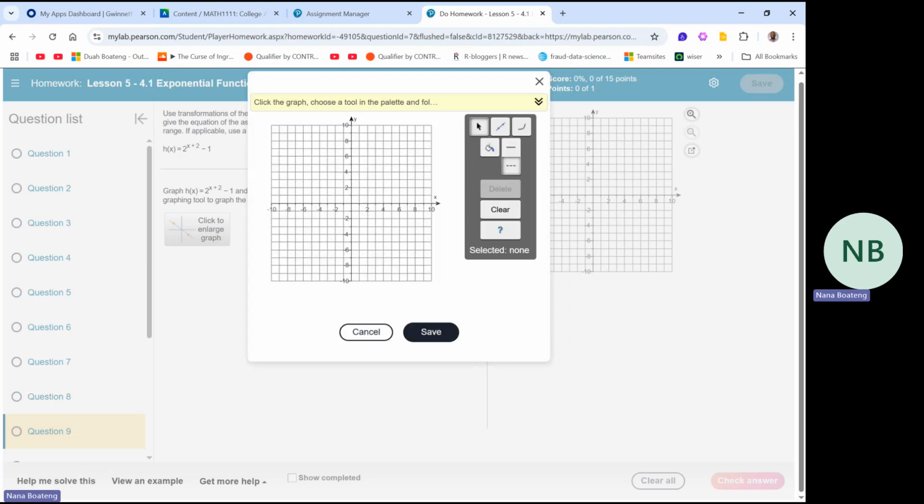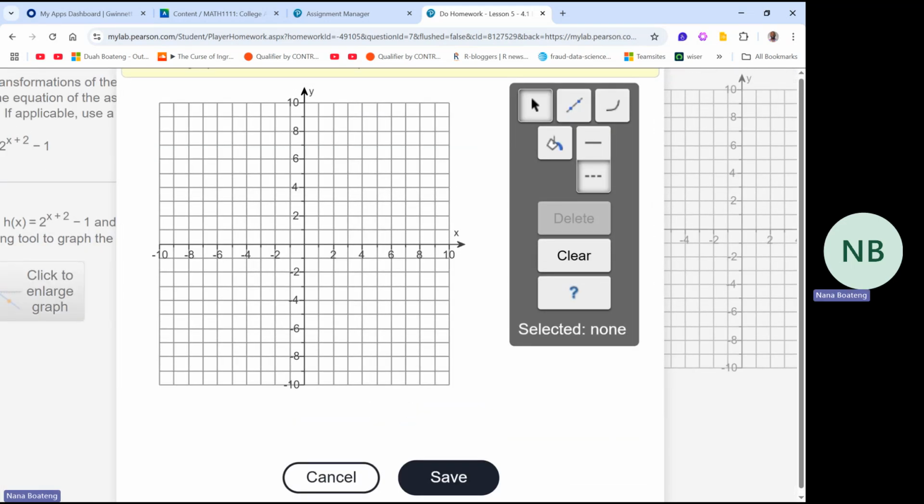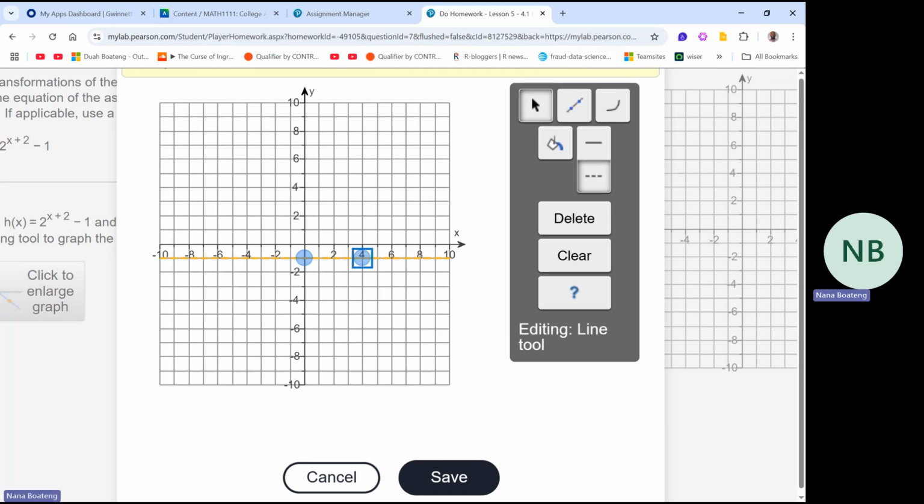It looks like I'm having some trouble. Let me make it bigger. Okay, so I want to click on this point. I think the key was I have to expand it so it becomes bigger because I'm using a touch screen. I have to expand it to make it bigger. All right, so I want to draw a dashed line through this.